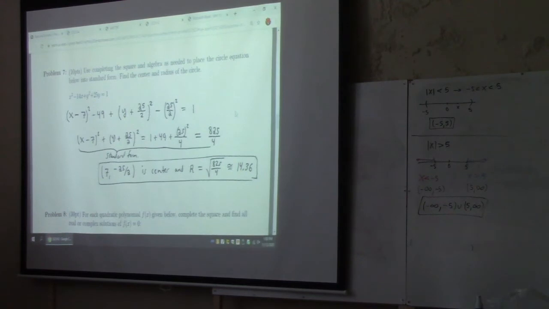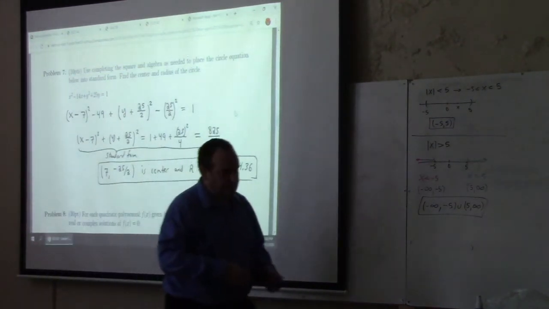So we take half of the coefficient of the linear term and then square it, right? Then we have to subtract the square of that, which is 49. I have to subtract the square of that, which is 25 squared over 2. 25 over 2 squared, rather. And then I move all that stuff to the other side, and after a little bit of calculator work, get 825 over 4, which shows us that the center was (7, -25/2) with radius the square root of that. So, yeah. Any questions? All right.